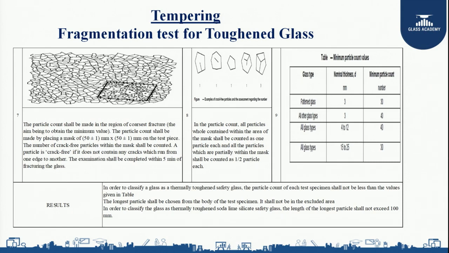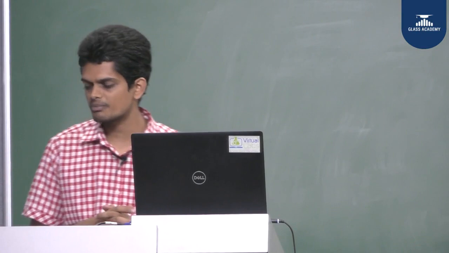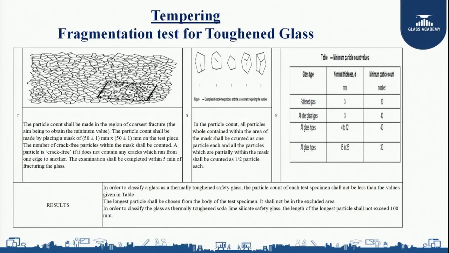You can see in the table, if my glass thickness is between 4 to 12 mm, the minimum particle count in a 50 by 50 square plate should be minimum 40 particles, 40 numbers. If I am getting minimum 40 particles, I am ensuring that the toughening process has been successfully completed. Results. In order to classify a glass as a thermally toughened safety glass, the particle count of each test specimen shall not be less than the value given in the table. For example, if it is 6 mm thick, I should get a minimum 40 particles.